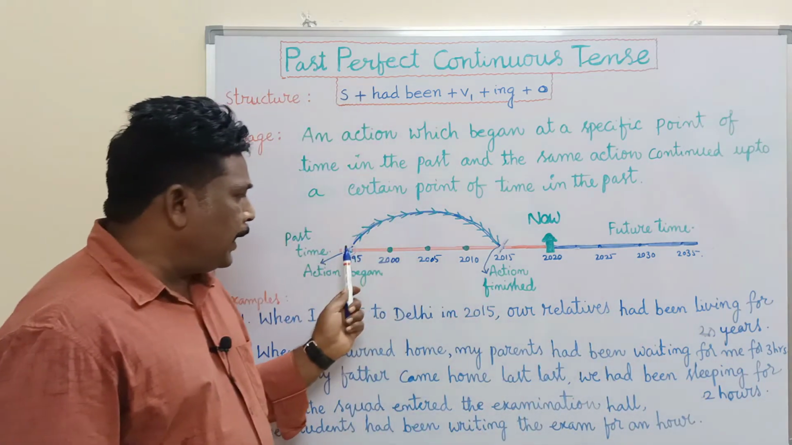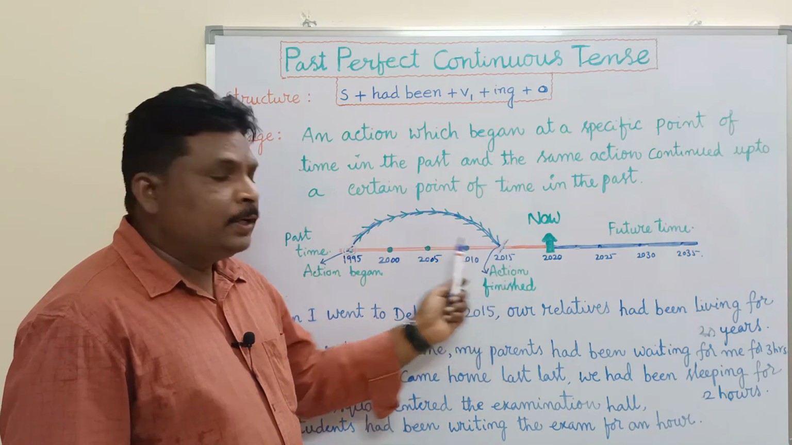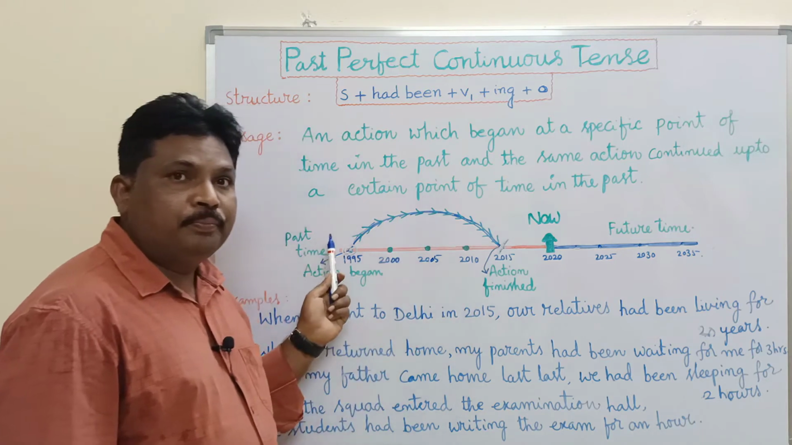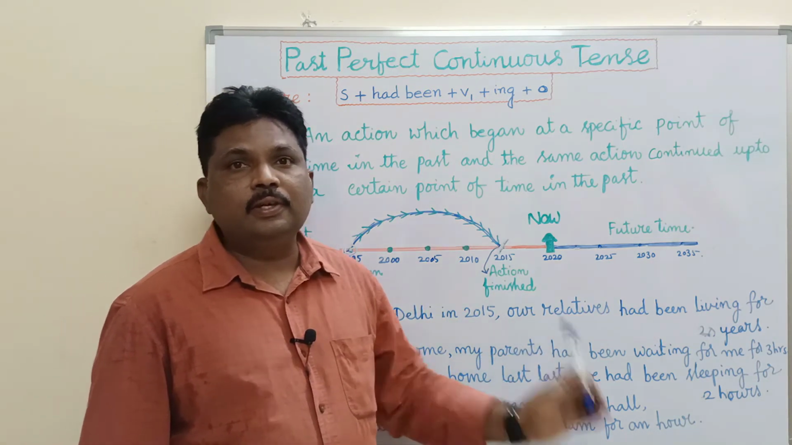So, the action started at this point, and the action ended at this point. So, to talk about this span, this period of time in the past, the past perfect continuous tense is used.